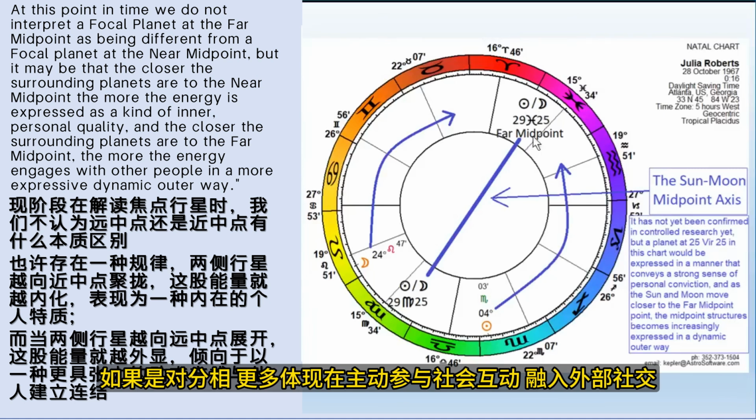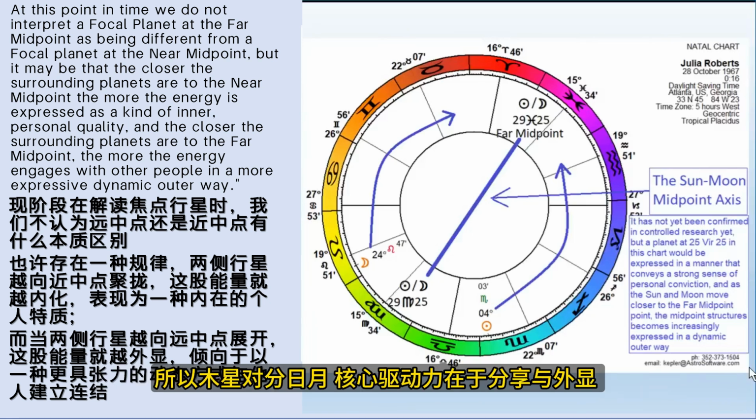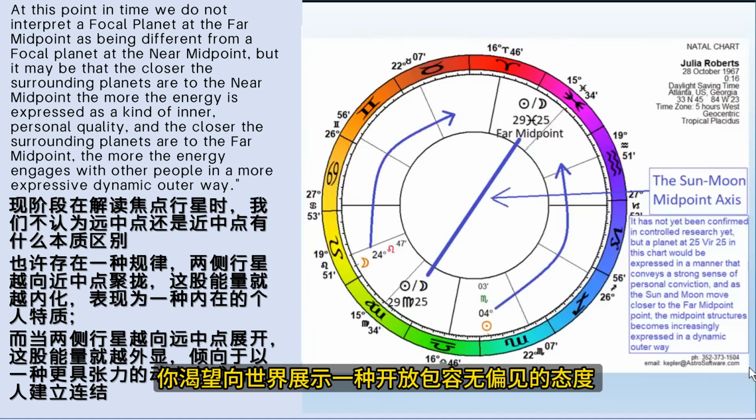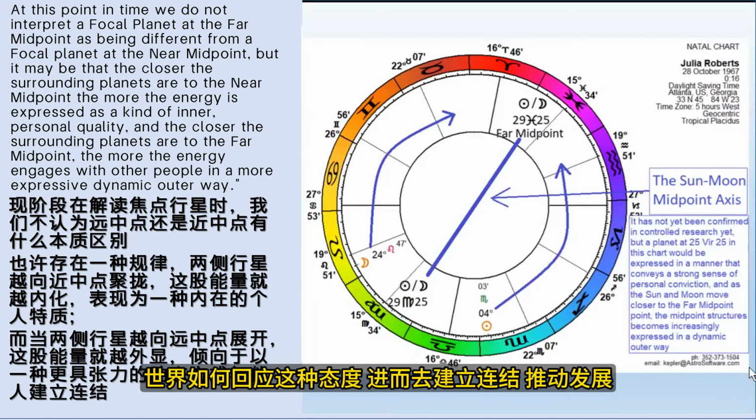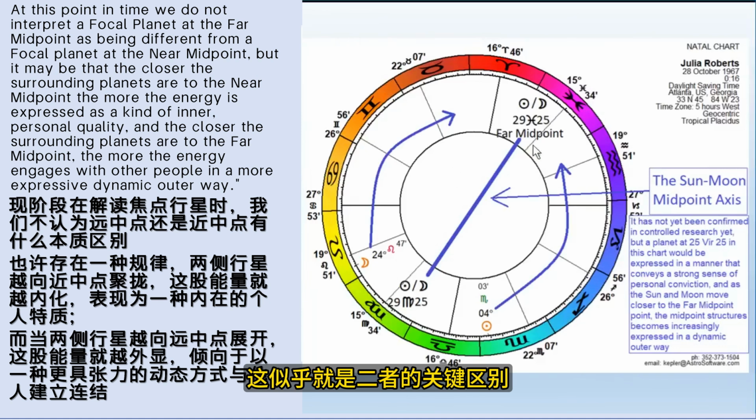If it's an opposition, it's more of a social dynamic interest and engagement. So with Jupiter opposition to Sun-Moon, there's an emphasis on wanting to share, wanting to bring out, and wanting to see how the world will respond to an open, unbiased, welcoming approach to different lifestyles, different heritages, different communities, and to connect and develop them. Okay, so that seems to be the difference.